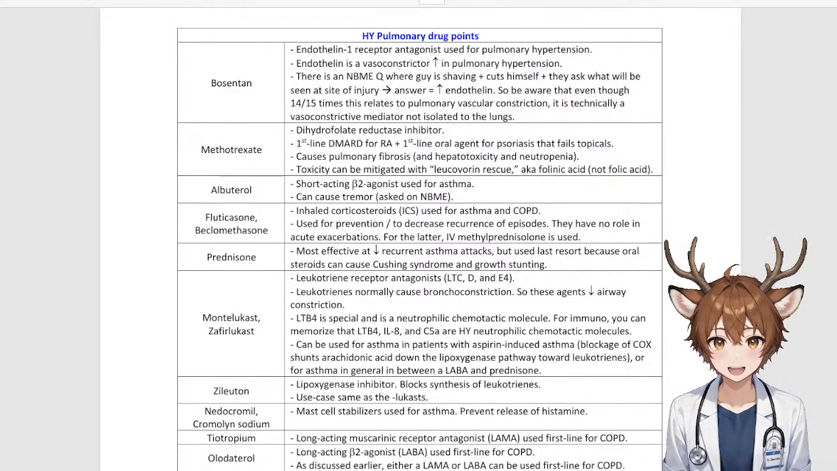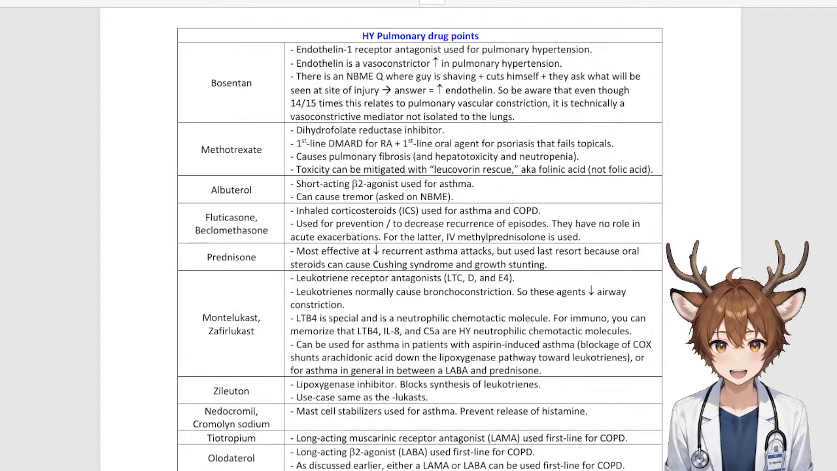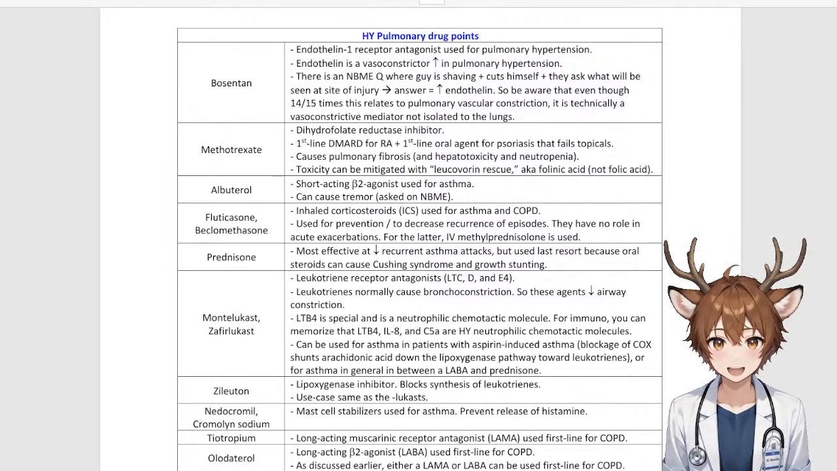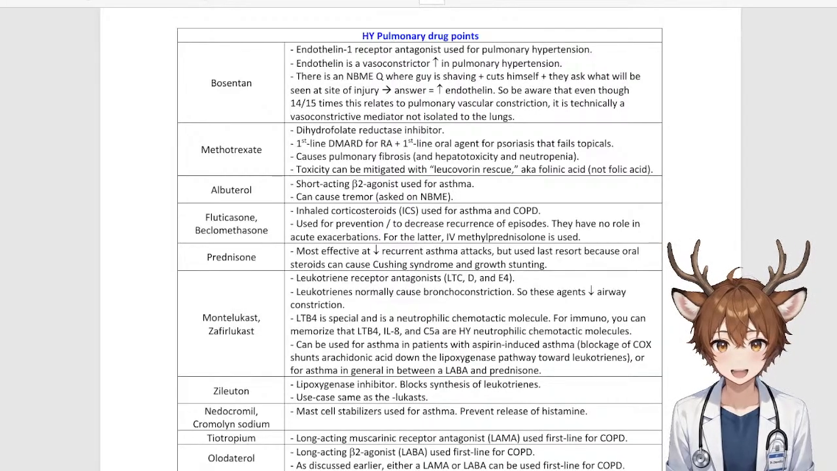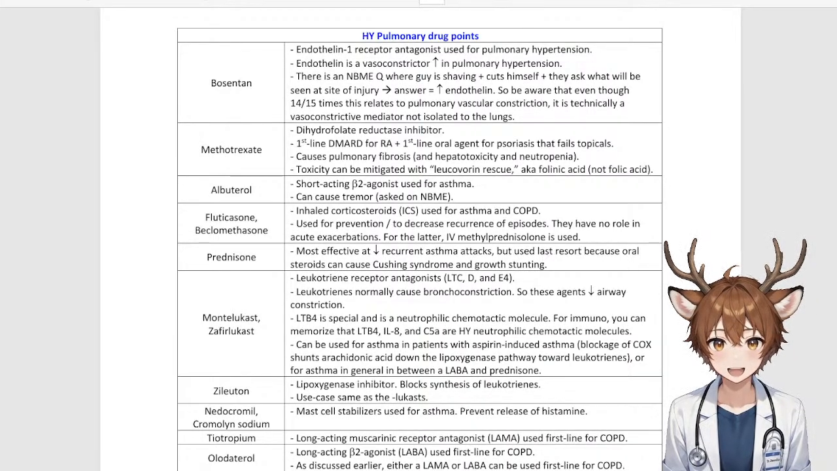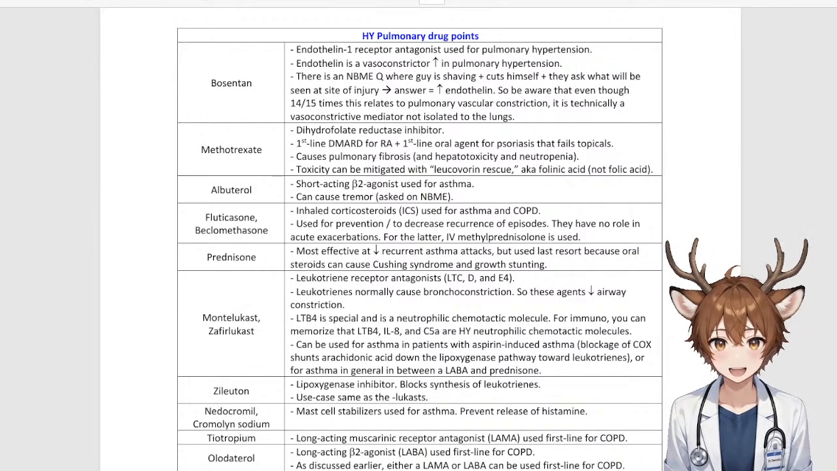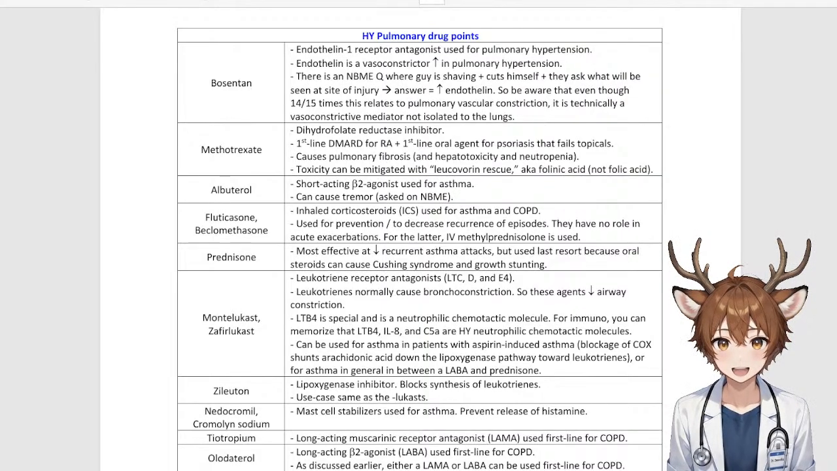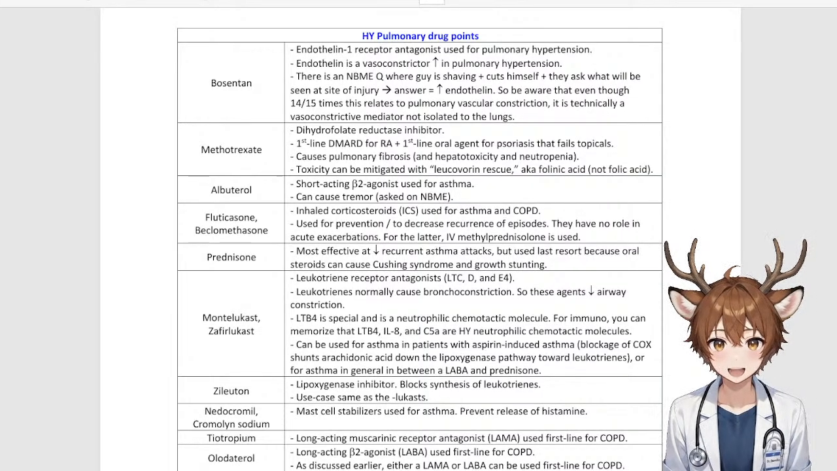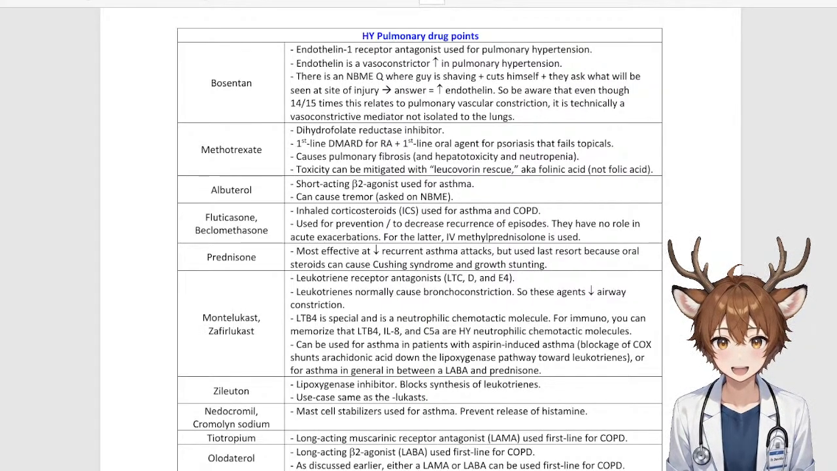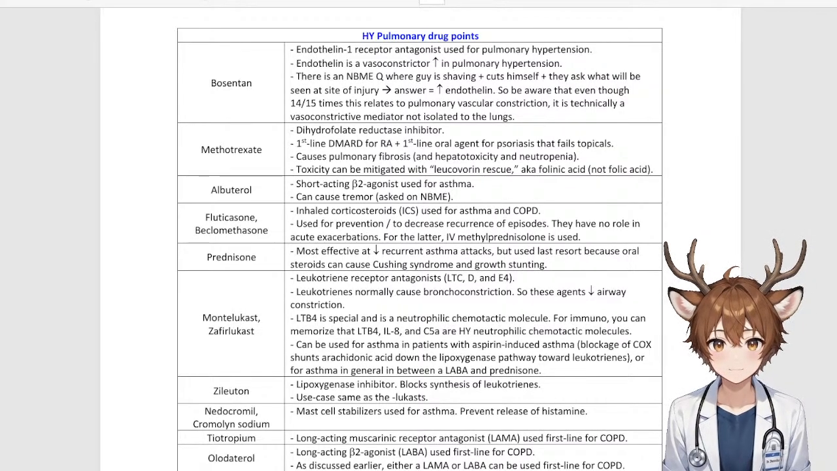High-yield pulmonary drug points. Bosentan, endothelin-1 receptor antagonist used for pulmonary hypertension. Endothelin, as a vasoconstrictor, increases in pulmonary hypertension. There's an NBME question where a guy is shaving and cuts himself, and they ask what will be seen at the site of injury. The answer will be increase in endothelin. So be aware that even though this relates to pulmonary vascular constriction, it is technically a vasoconstrictive mediator not isolated to the lungs.